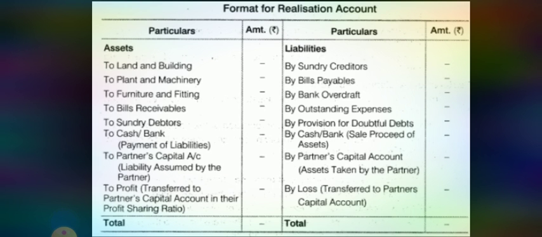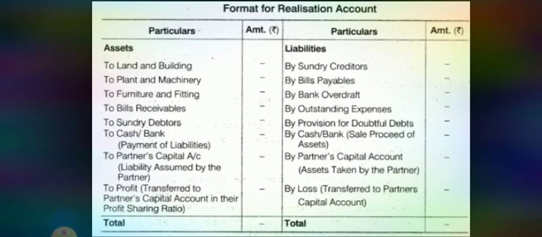First of all, the format includes particulars, amount on the debit side, next particulars, and amount on the credit side. As usual, you have prepared the revaluation account and other accounts which have a similar format. So the same format will be followed here in the realization account. The format will include assets, liabilities, payments, and receipts in a different way.